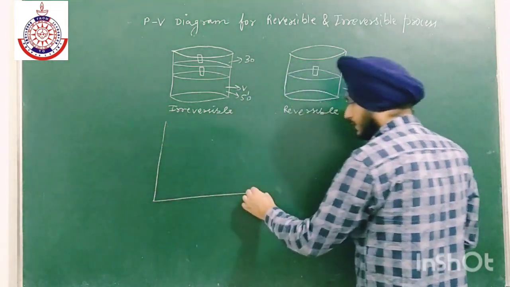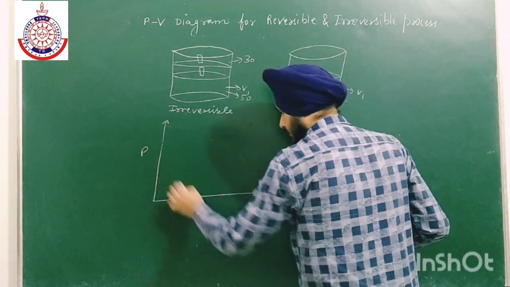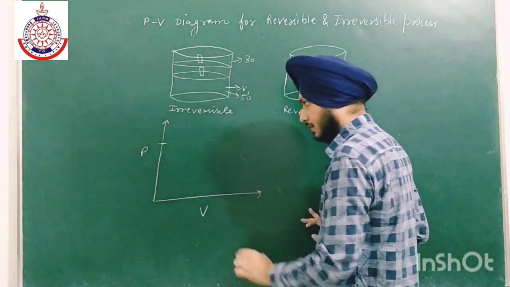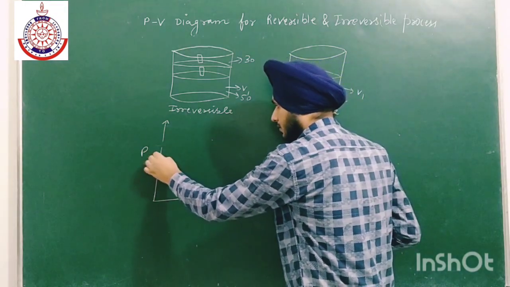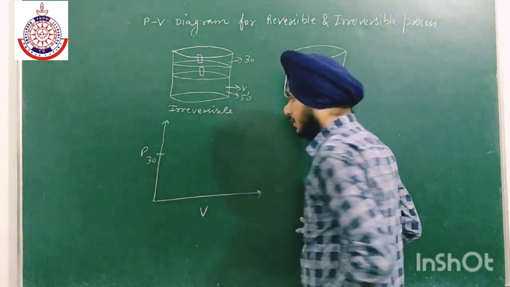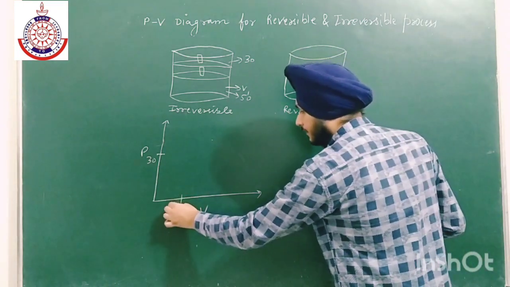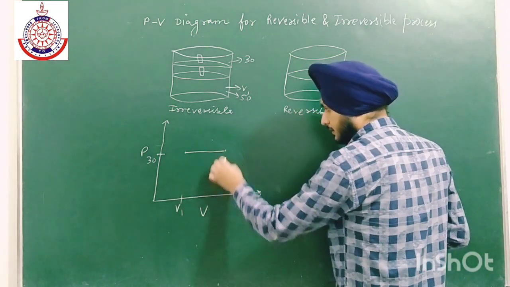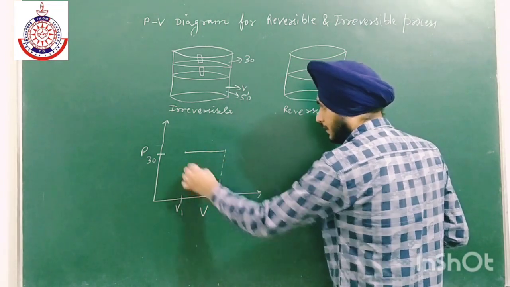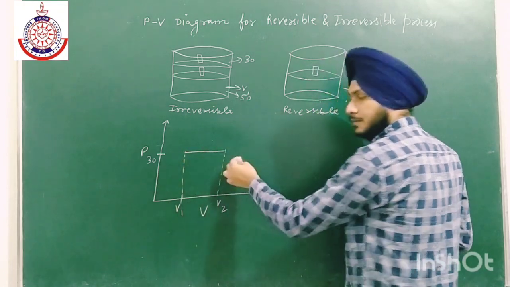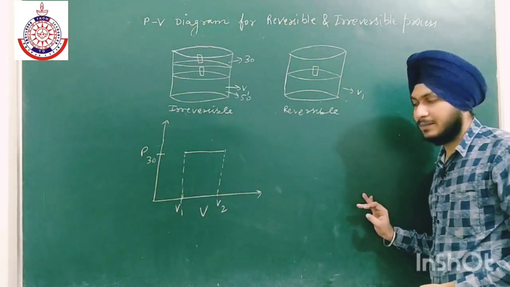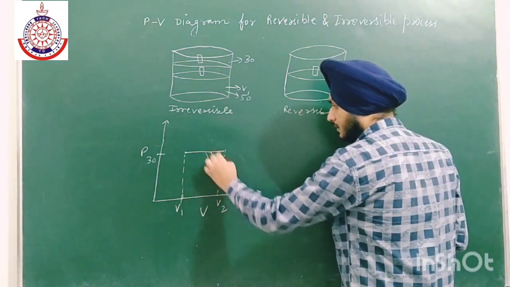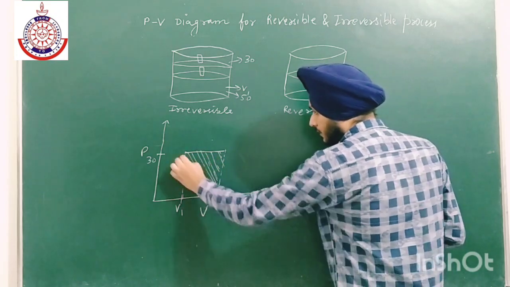We will get a graph like this in case of the irreversible process. Let us say this is the external pressure of 30, and this is the volume V1. The gas will expand from this point to this point, let us say this point is V2. This is V1, and the external pressure will remain the same. So the area under the curve will give us the value of the work.